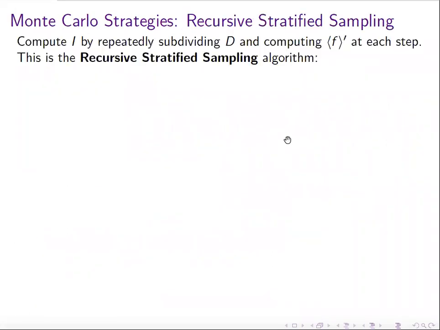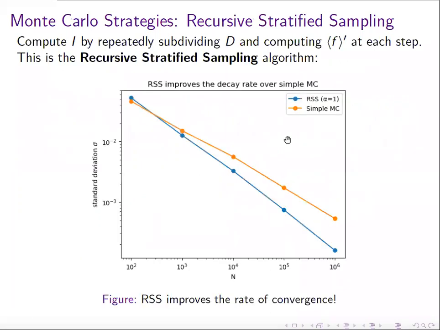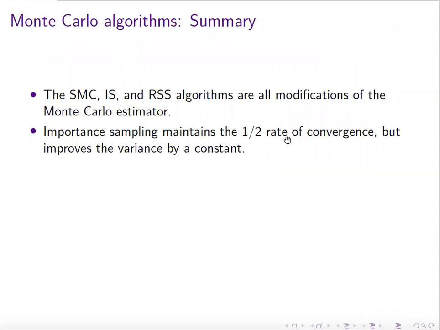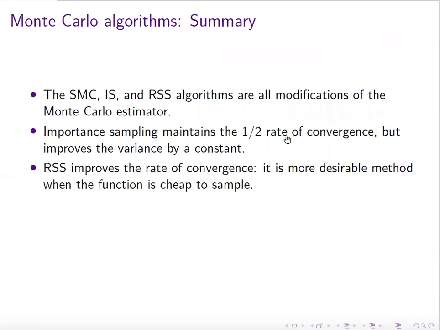And so we see that recursive stratified sampling does indeed increase our rate of convergence from half to, say, something a little bit more than half on the standard deviation. So just to summarize the Monte Carlo methods, they all implement the Monte Carlo estimator in different ways. Simple Monte Carlo just uses the uniform distribution. Importance sampling, by changing the distribution to something non-uniform, maintains the rate of convergence but improves the variance by a constant. On the other hand, the RSS algorithm works by subdividing the domain.